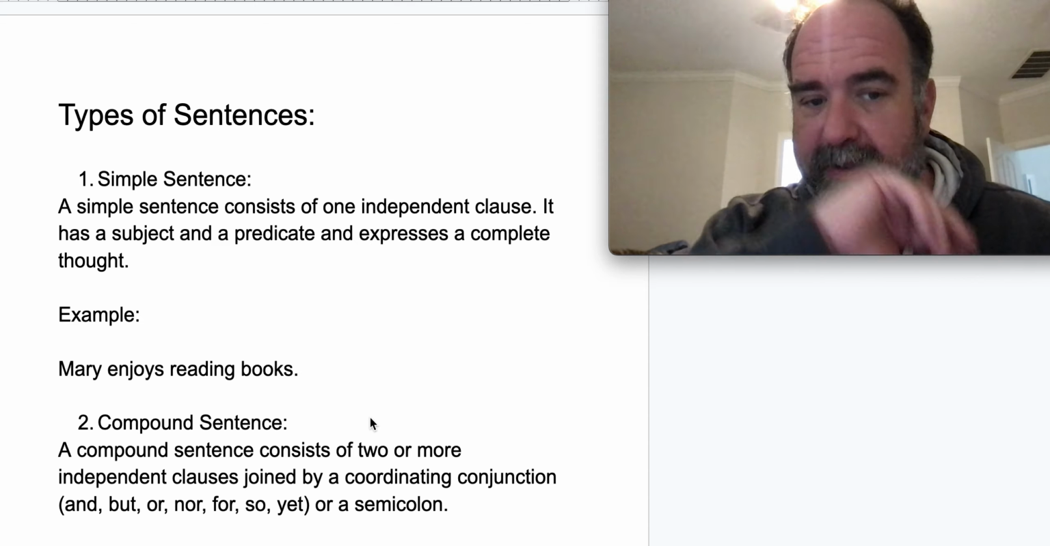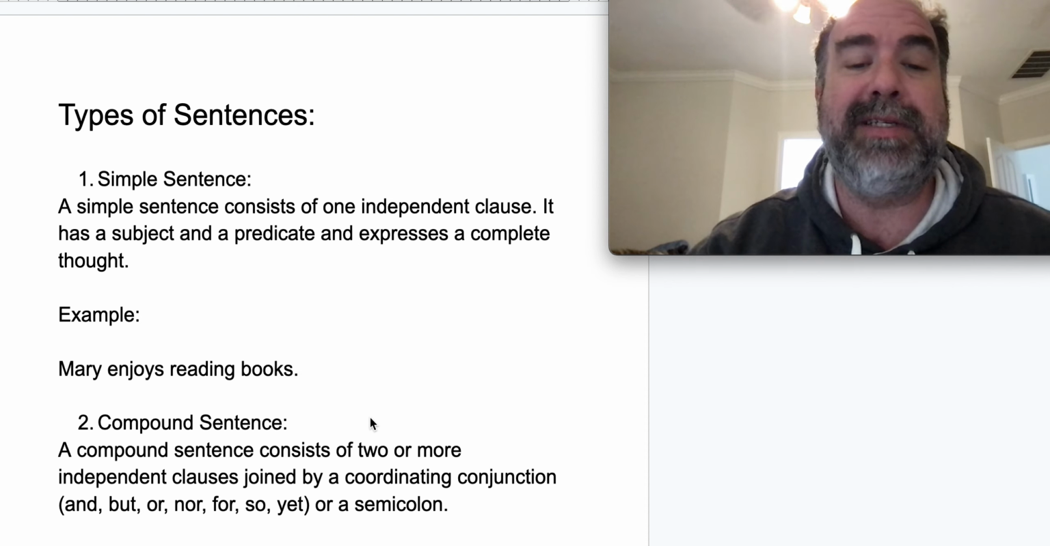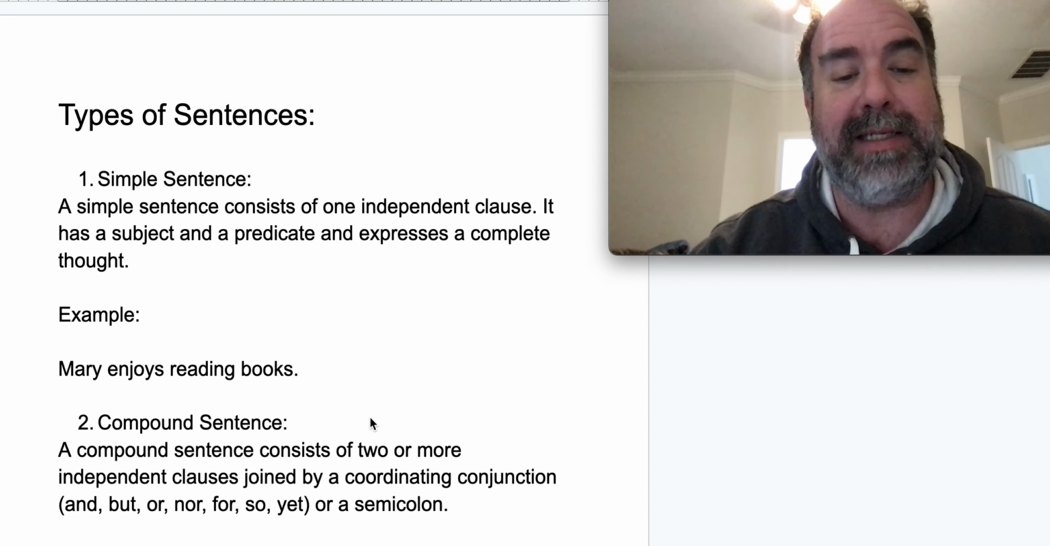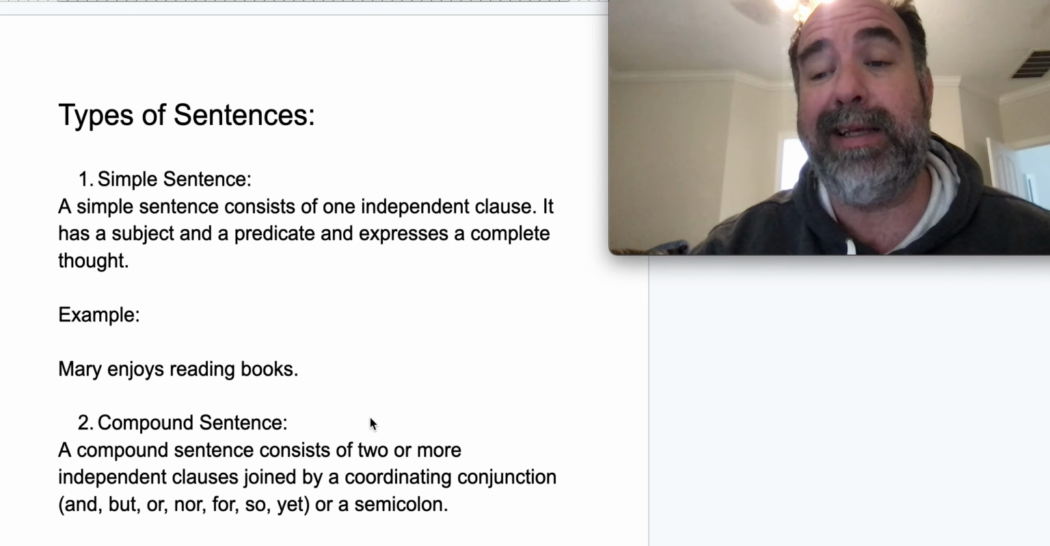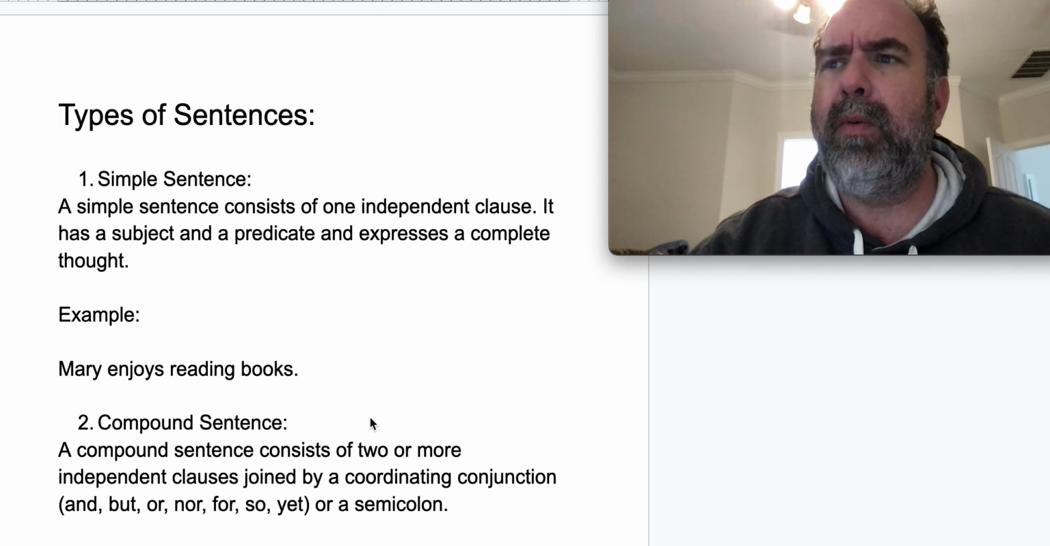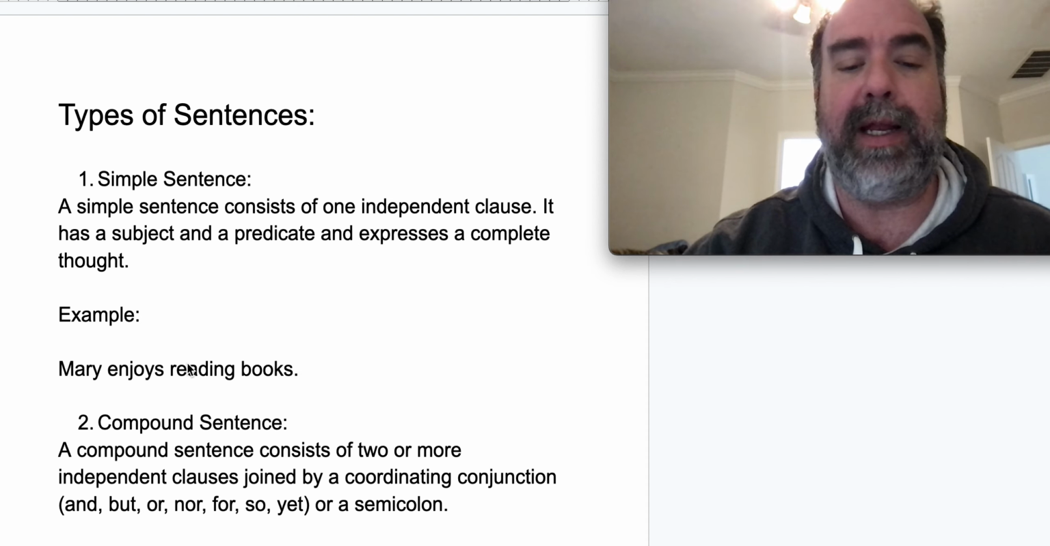All right. So first of all, there are four types of sentence. The first one is simple sentence. A simple sentence contains one independent clause. It has a subject and a predicate and expresses a complete thought. A predicate is a verb and an object. Wow. Okay. So for example, Mary enjoys reading books.